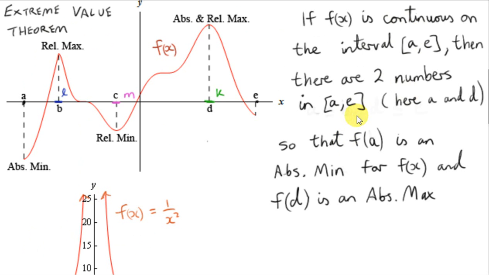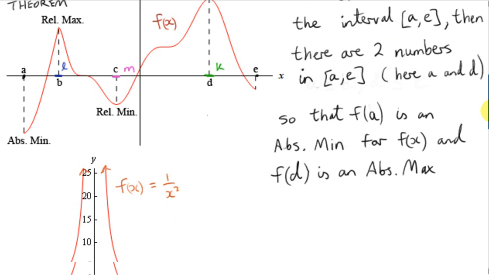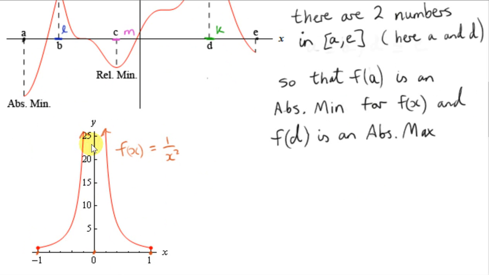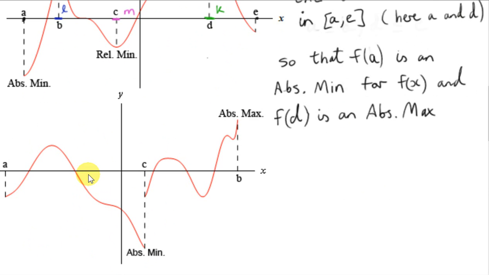By the way, when we say there are two numbers, one of which gives an absolute min and one of which gives an absolute max, we could have more than two numbers. We could say there are at least two numbers really. Like in this example, even though we don't have an absolute max, we do have two absolute mins at -1 and +1.